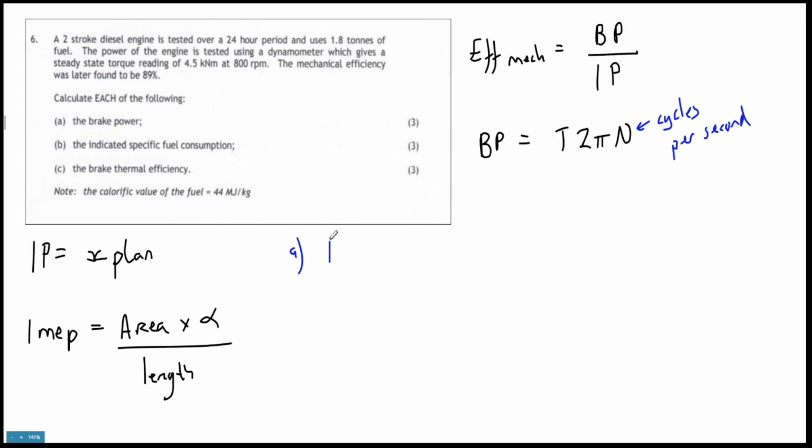We'll start with brake power. It looks like we've got everything we need for this. Brake power is going to be the torque times 2 pi times n. So let's get torque first of all. Torque is given up here, it has 4.5 kilonewton meters. So let's drop it into regular newton meters, so it'll be 4,500 newton meters worth of torque. 2 pi is just 2 pi.